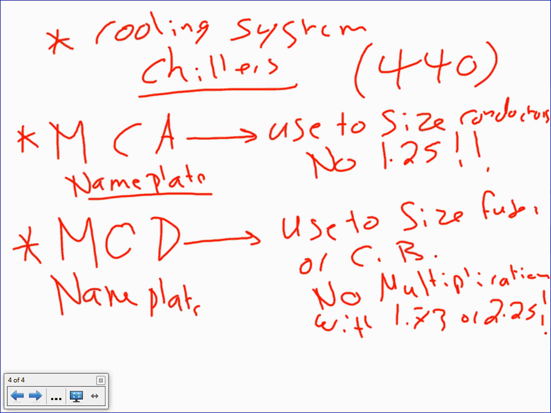So these two are the most important things you're going to see on the nameplate of any chiller. Now, when you guys did the example with me about HVAC equipment and you sized everything for it, I didn't give you the minimum circuit ampacity. I made you calculate it. That's why you multiplied by 1.25, if you guys remember.